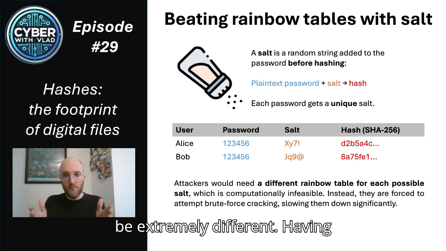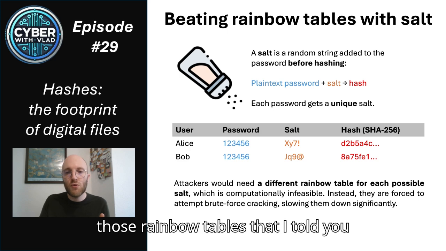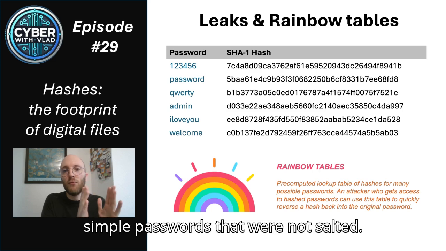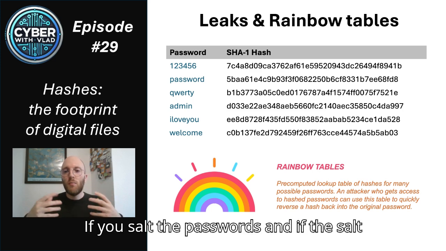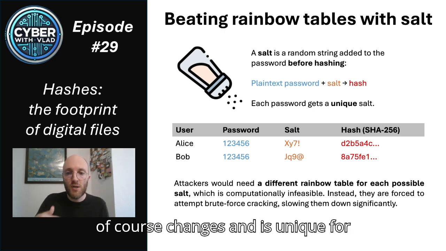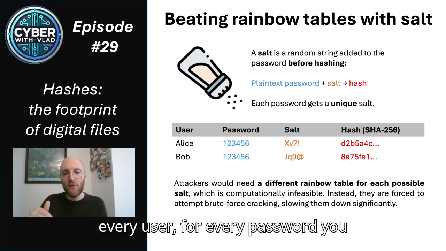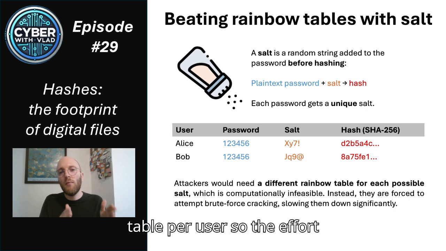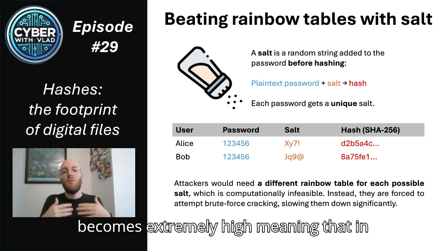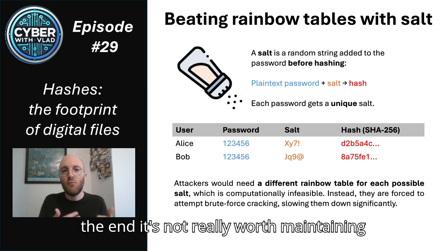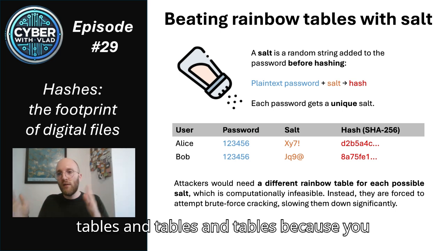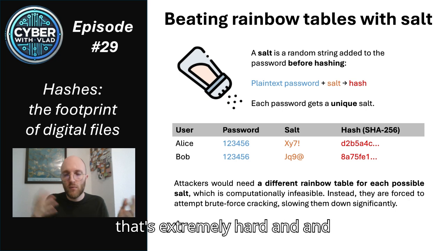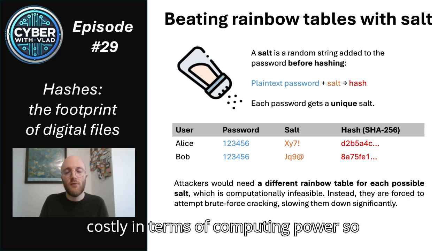Having said that, you need to understand that those rainbow tables that I told you about are based on simple passwords that were not salted. If you salt the password, and if the salt, of course, changes and is unique for every user, for every password you generate a new salt, they would have to use a different rainbow table per user. So the effort becomes extremely high, meaning that in the end, it's not really worth maintaining tables and tables and tables, because you would have to recompute millions of hashes for millions of possibilities. So that's extremely hard and costly in terms of computing power.